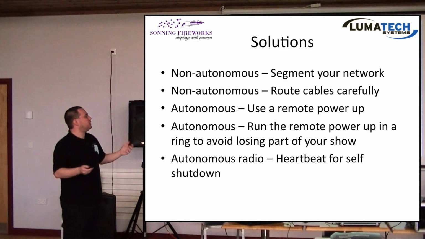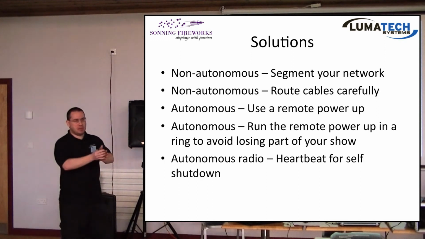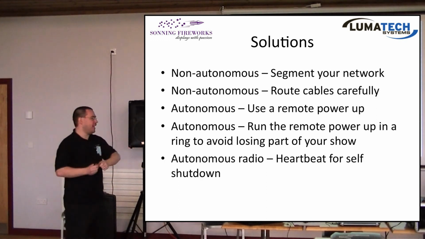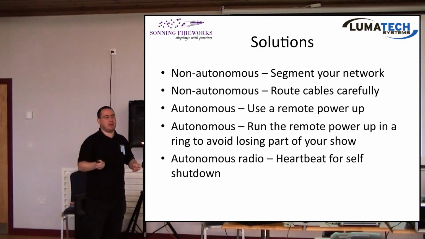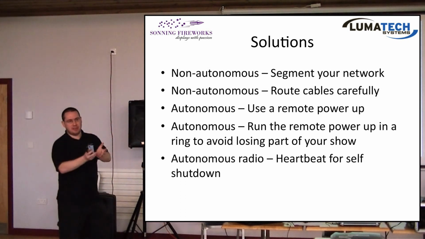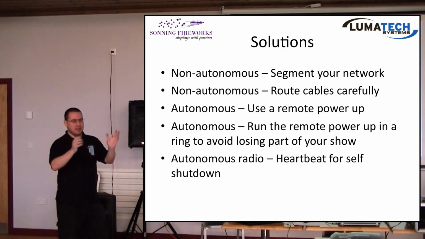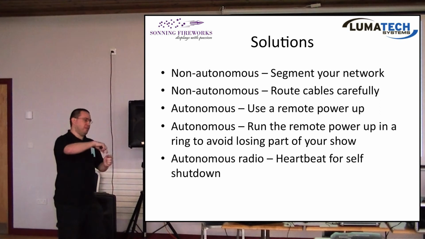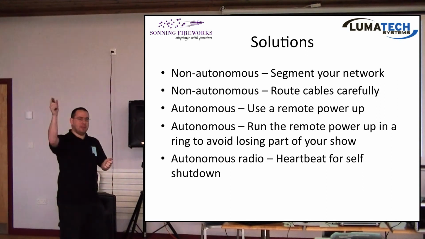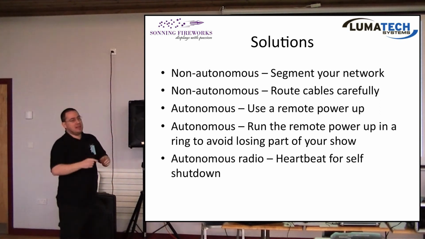So, solutions to some of these problems. If you've got non-autonomous, where the laptop's sending the commands out, you can segment the network. So you can have one cable that goes off this way, one cable goes off that way. If you read the articles about the fireworks in London, they segment their network on the Eye. I think there's either 3 or 4 separate lines, and every, say, third module picks up one cable. So they have 3 cables that go around, and that way, if they lost one of their cables, they would only lose a third of the Eye.